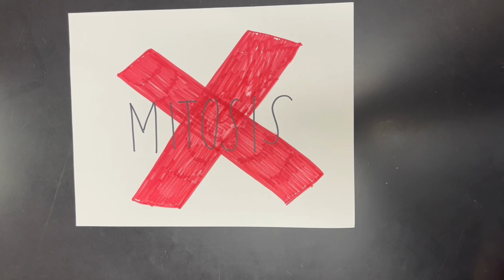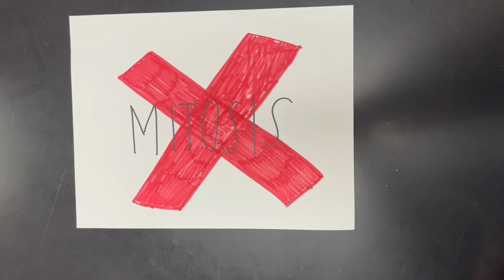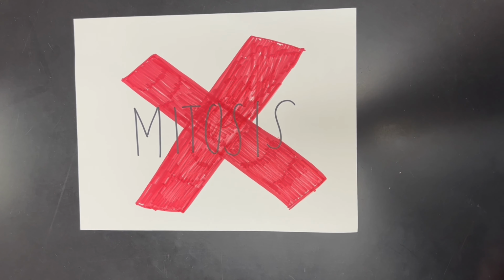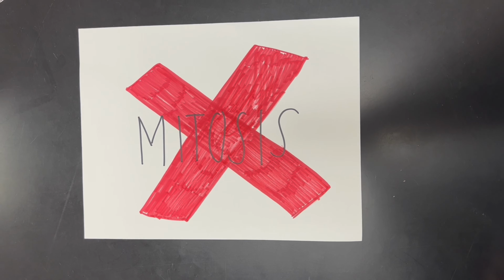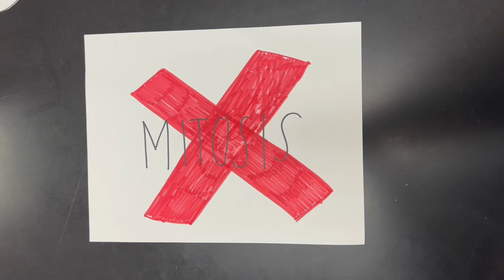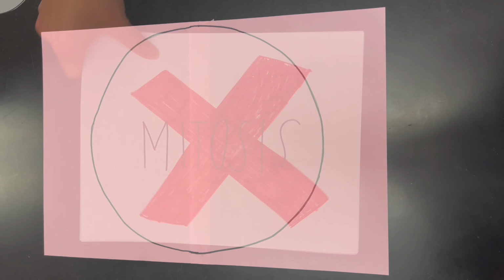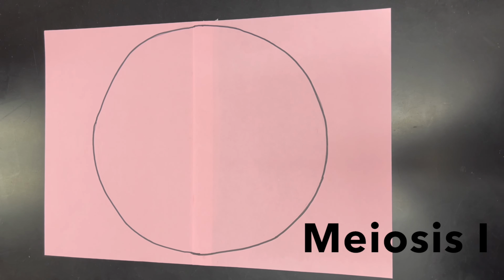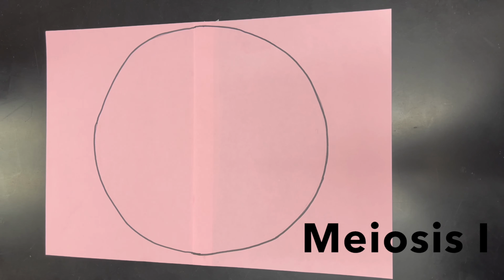Although it sounds similar to mitosis, there are a few differences. In meiosis, there are two periods of division using the same stages from mitosis, prophase 1 to telophase 1, and then prophase 2 to telophase 2. Let's start in meiosis 1, the first cycle of meiosis.